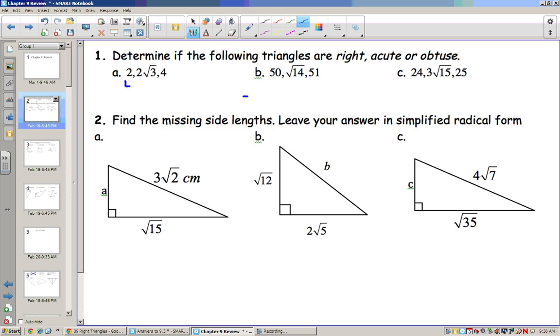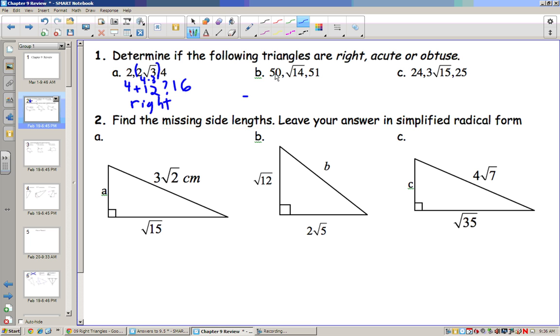2 squared is 4. 2 root 3 squared, well 2 squared is 4. Root 3 squared is 3, so 4 times 3 is 12. And 4 squared is 16. So the biggest value here is 16. So how does 16 compare to 4 plus 12? Well, 4 plus 12 is 16. Since those are equal, this is a right triangle.